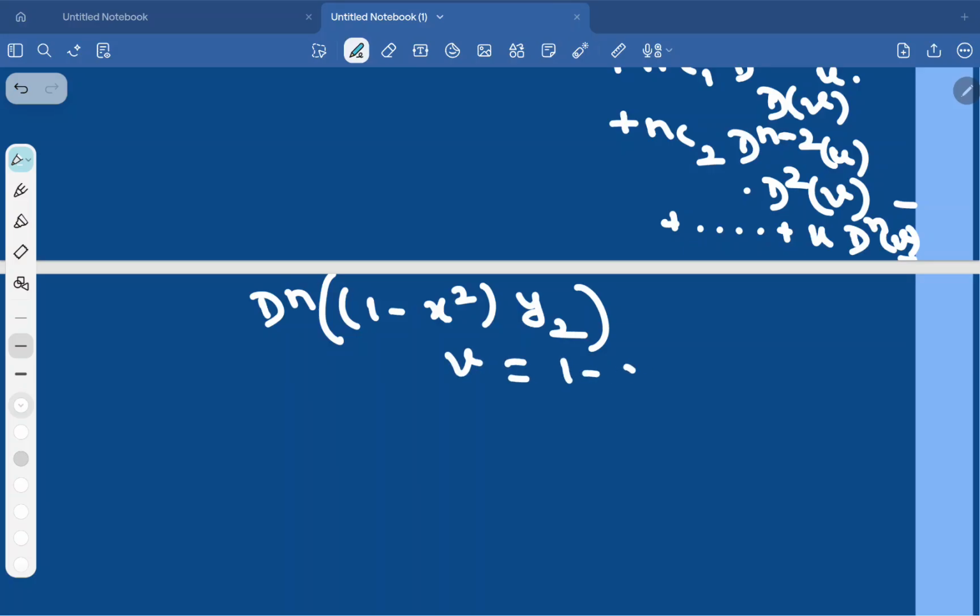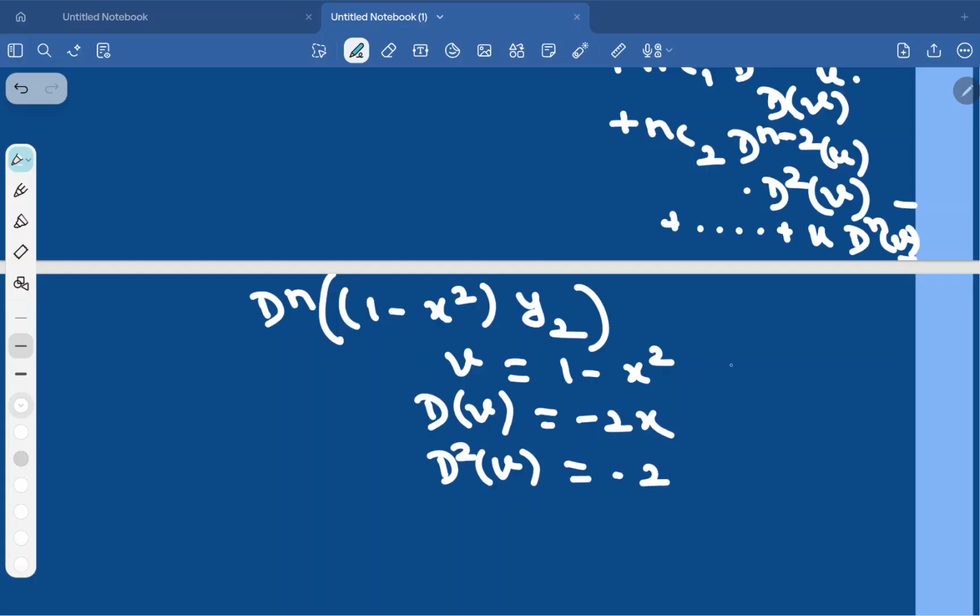v = 1 minus x square, d of v = minus 2x, d square of v = minus 2. What is u? u is y2.